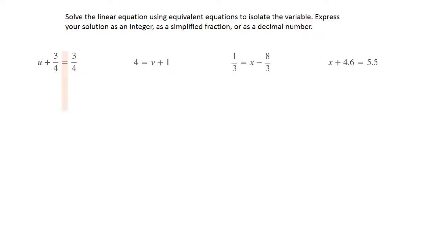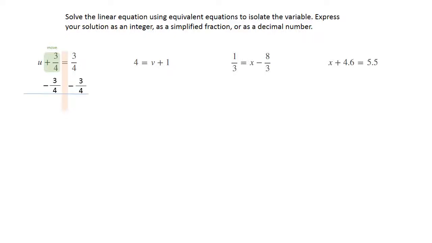The first thing you're going to do when you look at an equation is zero in on that equals sign and see what you have on either side of it. On the left hand side we have u plus 3/4, and on the right hand side we've got just the 3/4. We have to move the 3/4 from the left side because it's over there with the variable. We would like to move it away from the variable. And since it's being added currently, we are going to subtract it so that we can move it.